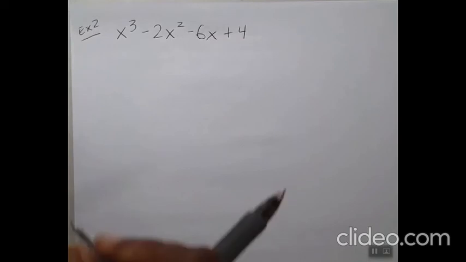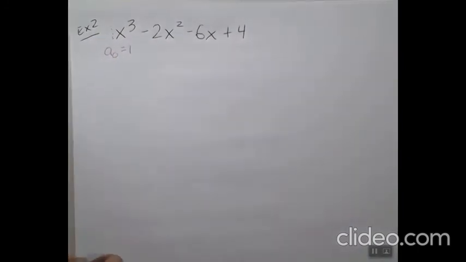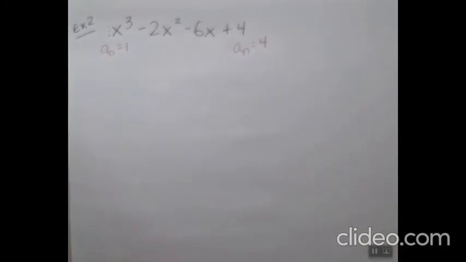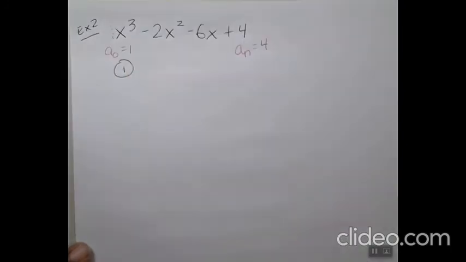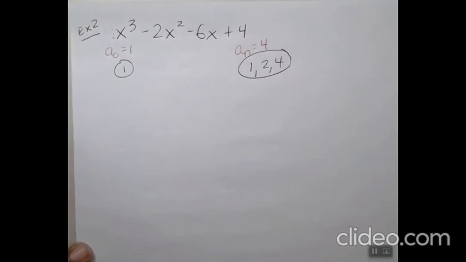Example 2, we've got x cubed minus 2x squared minus 6x plus 4. Okay, let's look for our a sub 0. Again, it equals 1 because this is the invisible coefficient. And our a sub n equals 4. We're finding the factors of 1 and the factors of 4. Well, the factor here is just 1. The factors here are 1, 2, and 4. These are all the factors.